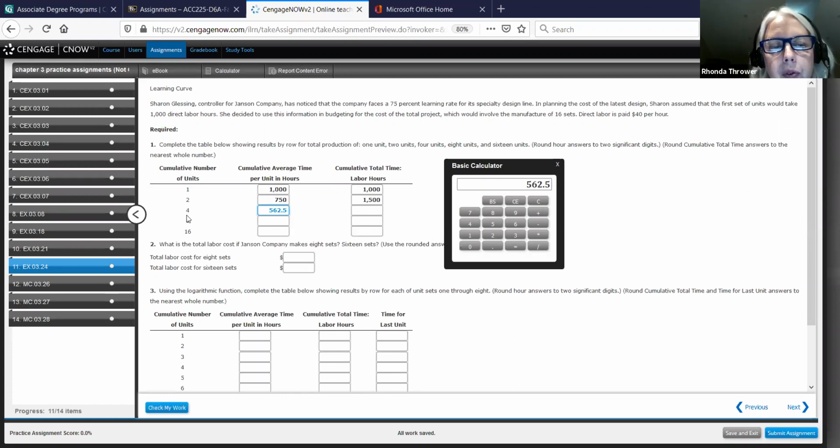Then what we'll do is we'll take the 4 cumulative number of units and multiply it by the cumulative average time per unit in hours. So this times 4 will give you the cumulative total time in labor hours, which is 2250.